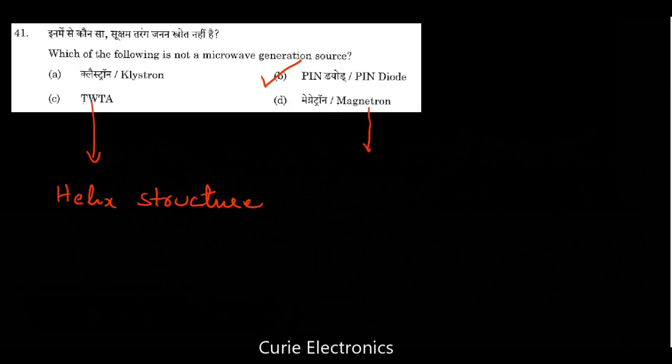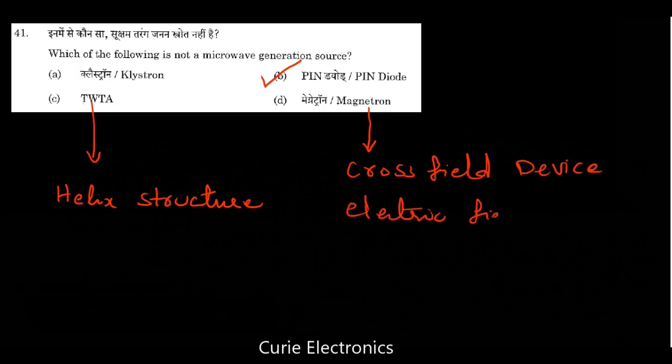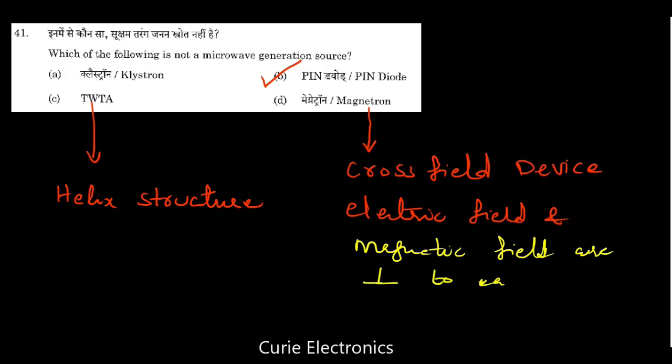The magnetron is different; it is known as a cross field device. These are all microwave generators, klystron, or they say microwave oscillators. This magnetron is a cross field device. That means the electric field and magnetic field are perpendicular to each other in a magnetron.